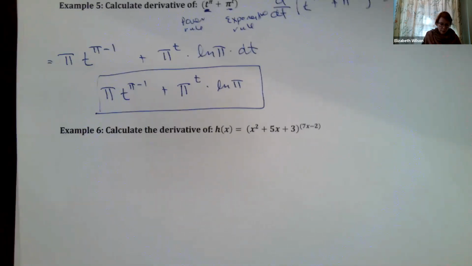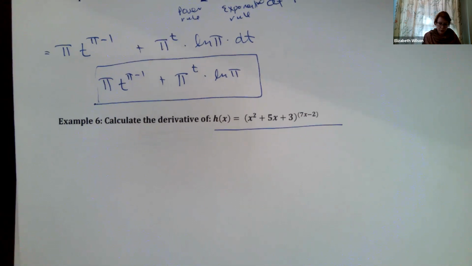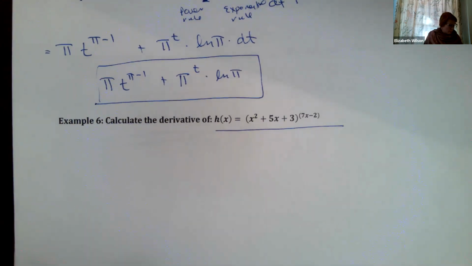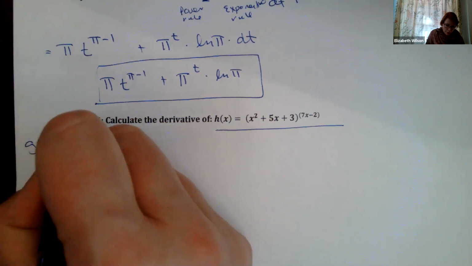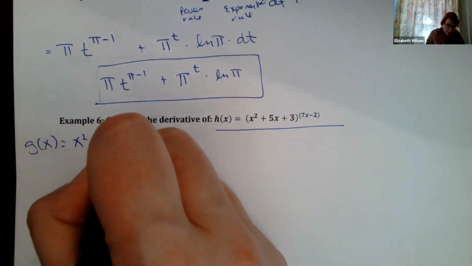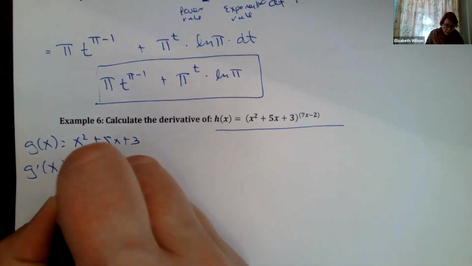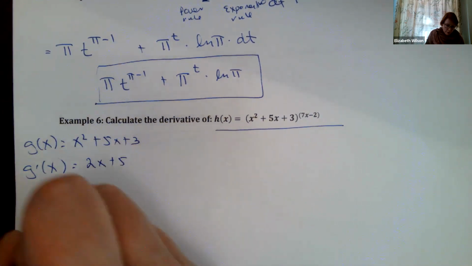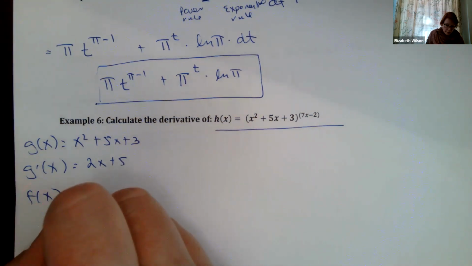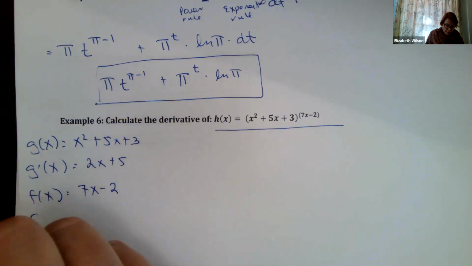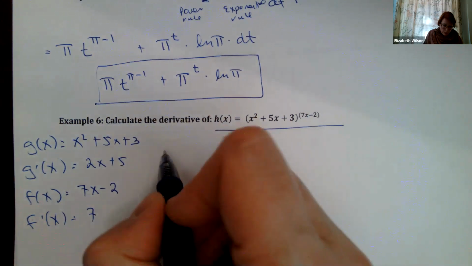All right, so as an example, we're going to calculate the derivative of this function here. So I'm going to write down all my little bits and pieces. My g of x is equal to x squared plus 5x plus 3. I'm going to prefetch all this stuff. My derivative is 2x plus 5. My f of x is the exponent function, 7x minus 2. My derivative is equal to 7. Okay, let's write down what our formula is too.